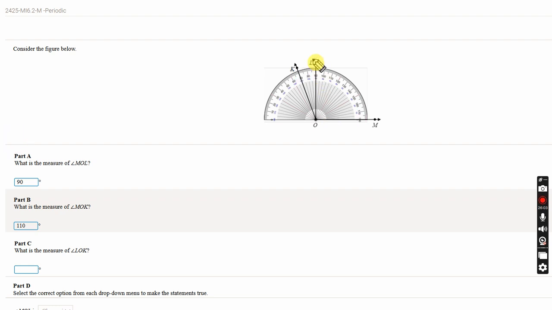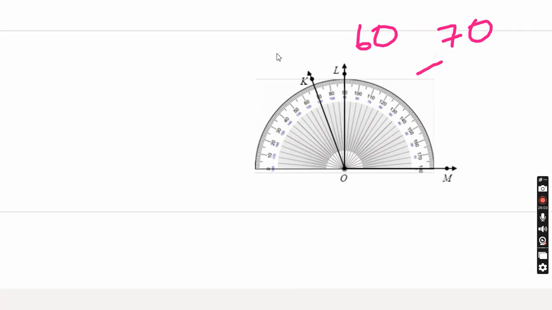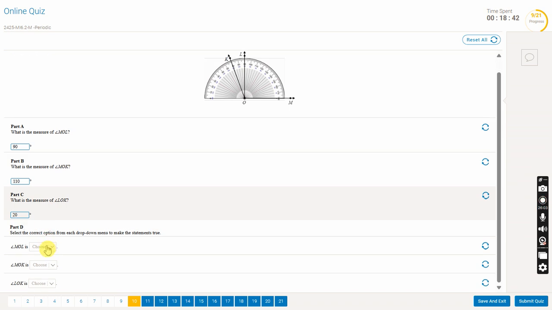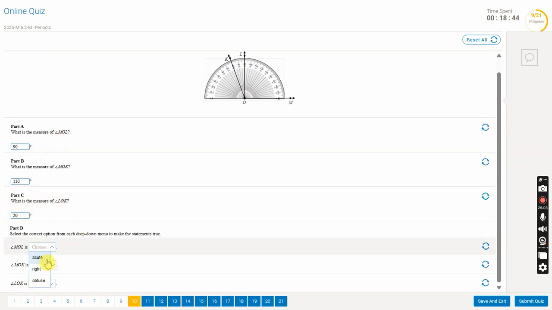The next one, LOK. LOK is 60 and 70, right? Let me zoom in, 70 minus 90. Sorry, my bad. So just write 90 minus 70, you get 20. Now, MOL, what did we study? That's a right angle. MOK is an obtuse, and LOK is 20. It's an acute.